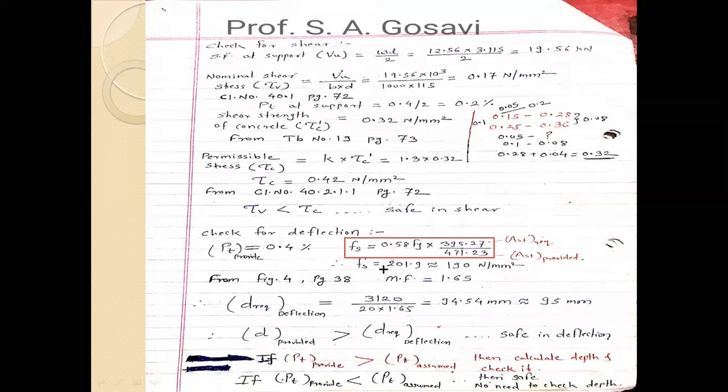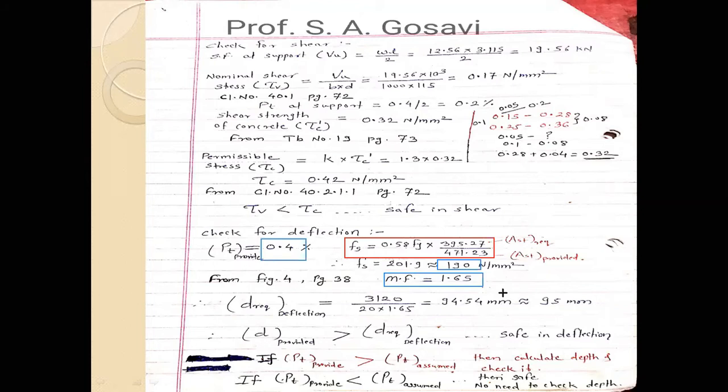So we round this value of Fs to the nearest value. The nearest value is 190. So now see the line of 190 for the percentage of steel 0.4%. From that we will get the value of modification factor. We are doing all these things to calculate the required depth for deflection, because now we are going to check the deflection.